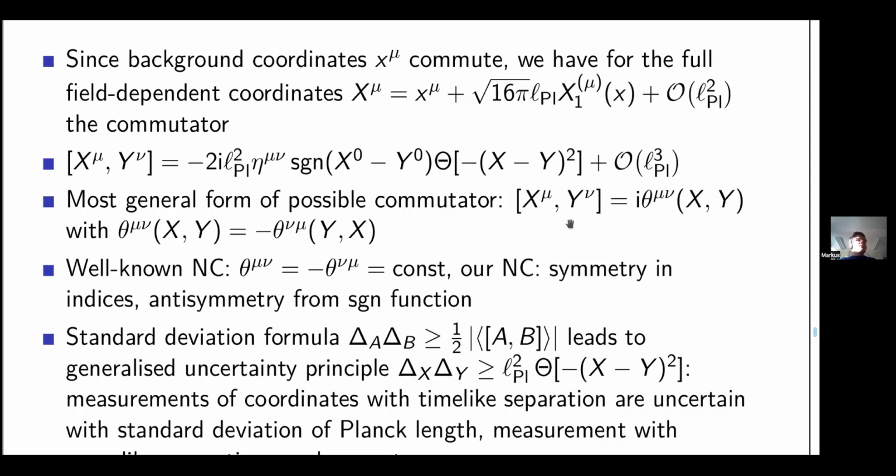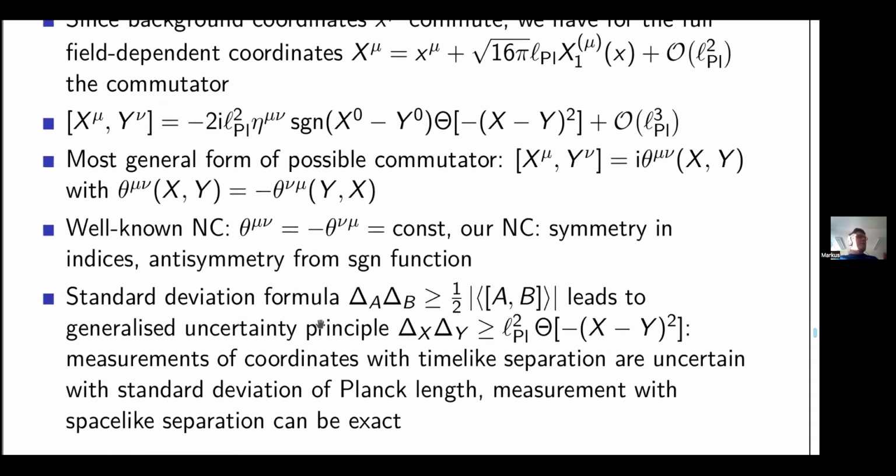And of course, the most general thing that you can have is that the commutator is some i times an operator-valued matrix theta, depending on x and y. And this must be antisymmetric. So if you interchange x and y, and also interchange indices mu and nu, you must get a minus sign. In the usual approaches to non-commutative coordinates, like DFR, you take theta constant, not depending on x and y, and then you must get a minus sign when you switch indices. In our case, the indices are symmetric. We have the eta metric, the background Minkowski metric, eta mu nu, and the anti-symmetry comes from the sign function. It's a different result, but of course it's consistent.